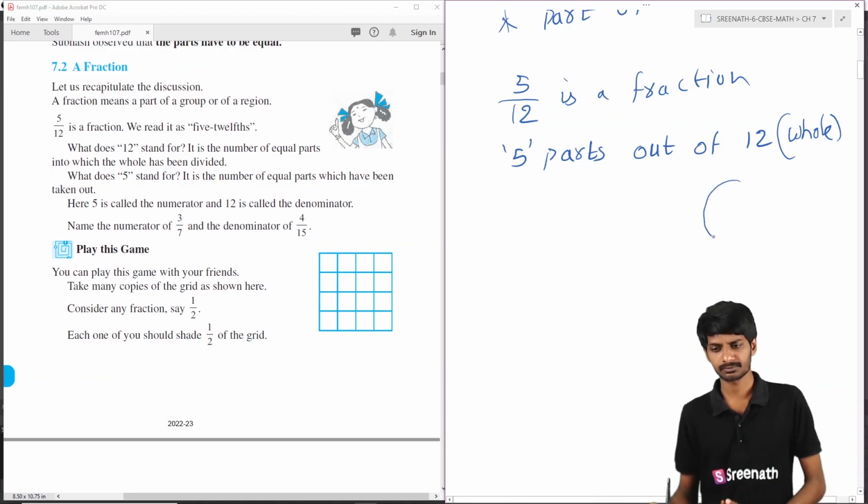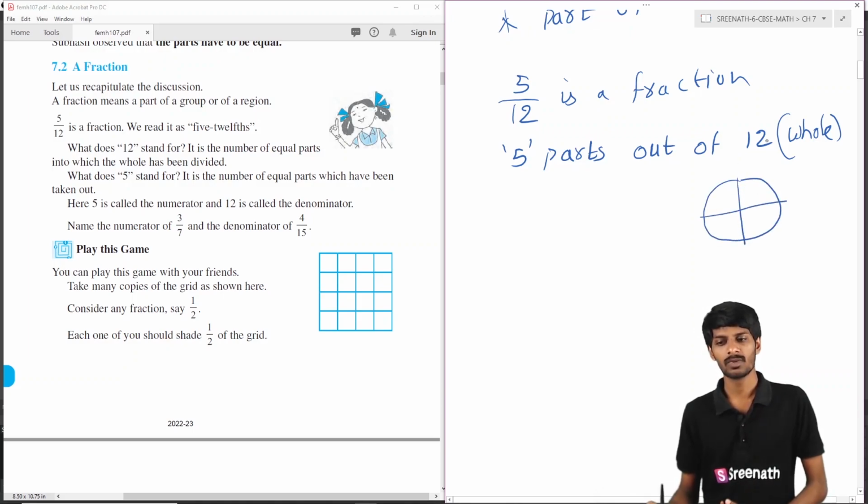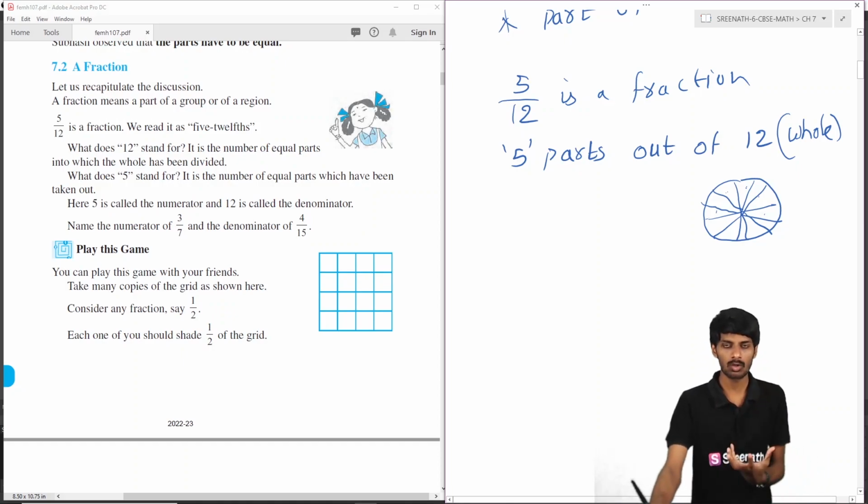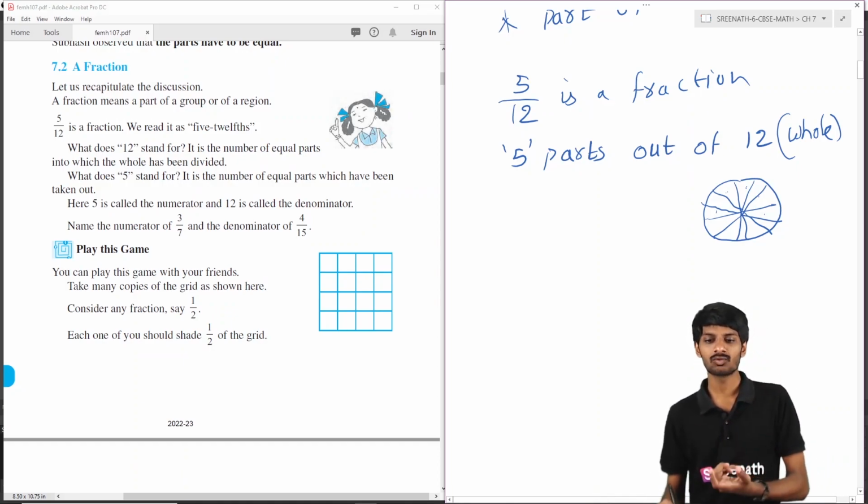Suppose there is a circle, if you make it into 12 pieces, 1, 2, 3, 4, 5, 6, 7, 8 pieces. If you make 4 more pieces, so 12 pieces, 3 parts, 3 parts, 3 parts, 3 parts, total 12 parts. So we have taken this whole circle, it is a whole thing, and we have made it into 12 parts, and we have shaded 5 parts.